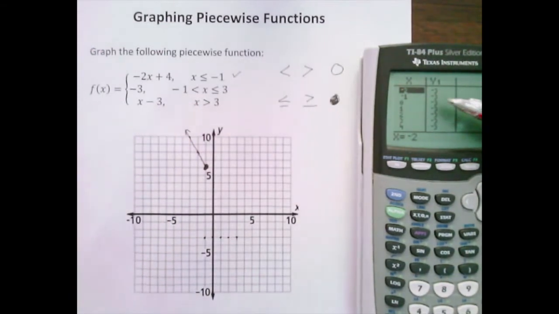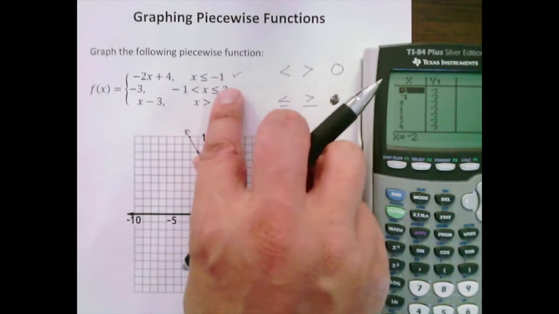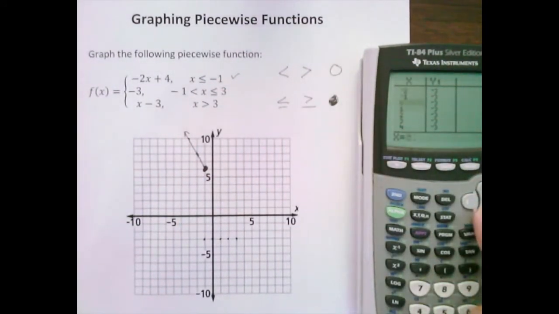So I don't have to worry about the -2s, the -3s, the -4s. I don't have to worry about the points beyond 3, like the 4s, the 5s, the 6s.